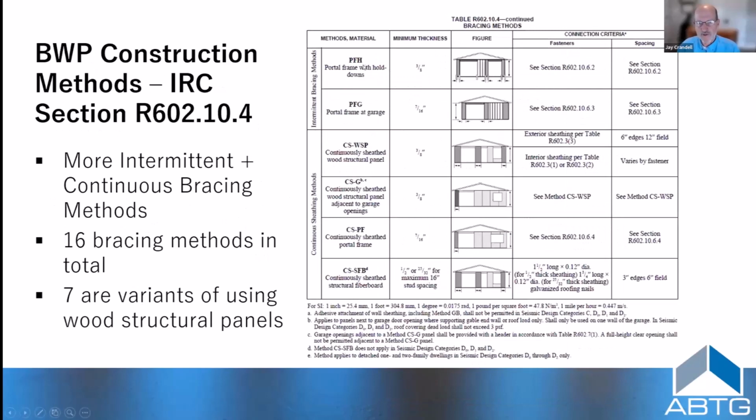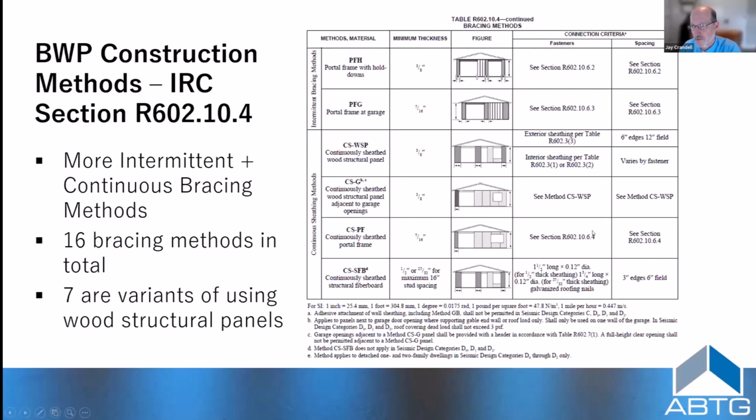And then there are a couple more intermittent bracing approaches that are actually narrow panel approaches, or are treated that way, so they can be used with intermittent bracing systems on other parts of the same wall line. And then there are four continuous bracing methods that use either wood structural panels or structural fiberboard, which is not your regular insulating fiberboard. It's a little higher density, and you have higher connection requirements to get your shear capacity out of it.